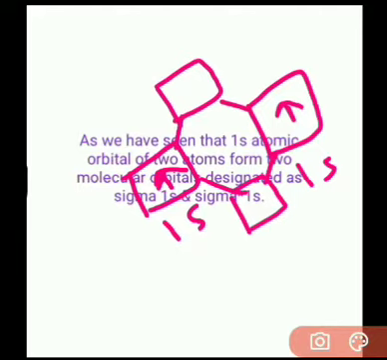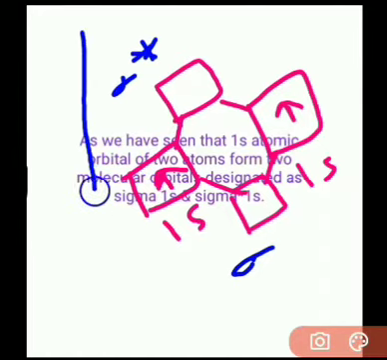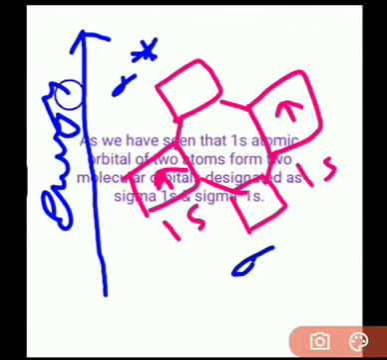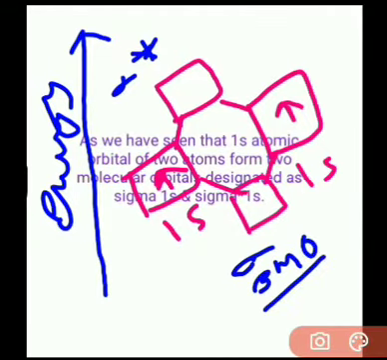So let me change the color. These are the two molecular orbitals. This is sigma, this is called the bonding molecular orbital. This is sigma star, this is called the anti-bonding molecular orbital. And students, here I am not telling about the energy, because for an energy level diagram you have to draw energy, which indicates that this sigma, the bonding molecular orbital, has lower energy, and sigma star, the anti-bonding molecular orbital, has higher energy.